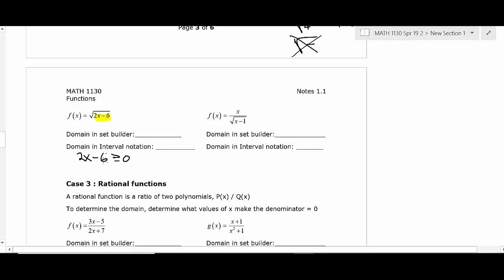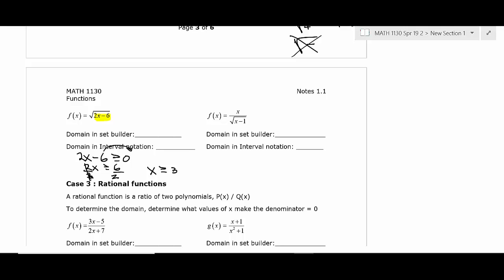So you can add 6 to both sides, or move the 6 to the other side, so you get 2x greater than or equal to 6. Divide by 2, a standard inequality, so that's x is greater than or equal to 3. Now check this out in your head. You want to learn to do stuff in math in your head. Check: if you plugged 3 in, what do you get? 2 times 3 is 6. 6 minus 6 is 0.